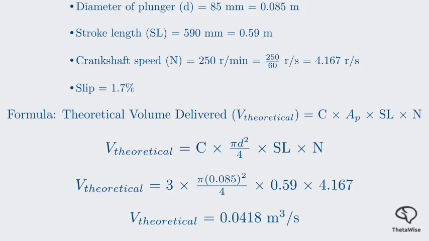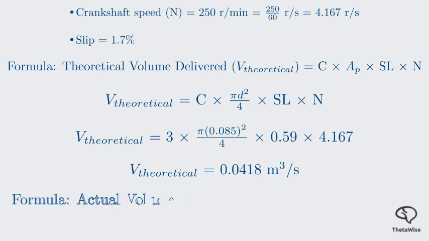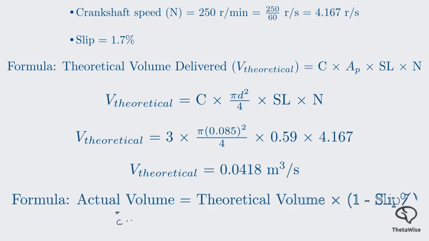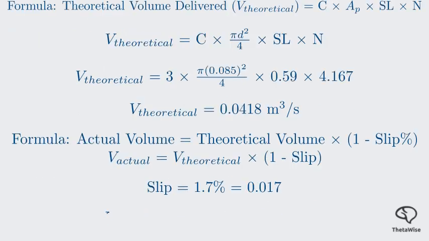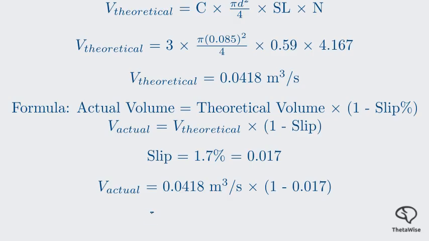The question mentions slip. Slip is the percentage by which the actual volume delivered is less than the theoretical volume delivered. The relationship is that actual volume equals theoretical volume times 1 minus the slip percentage. The slip is 1.7%, or 0.017 as a decimal, so we multiply the theoretical volume by 1 minus 0.017, which is 0.983. The actual volume delivered is 0.0411 cubic meters per second.